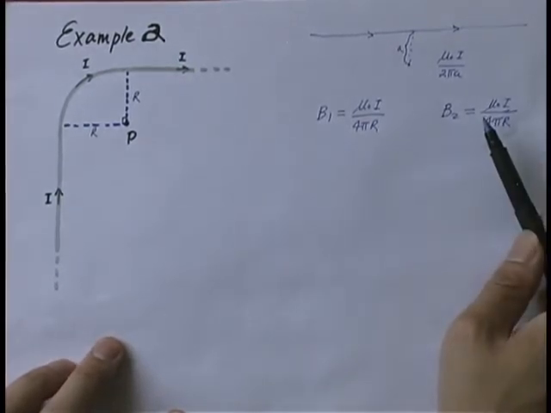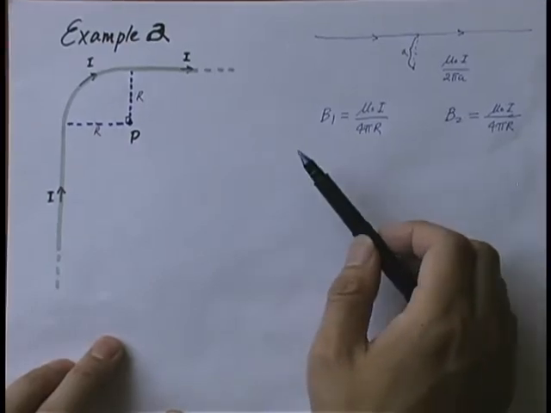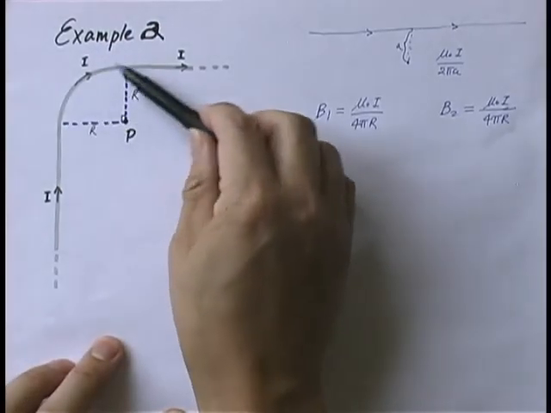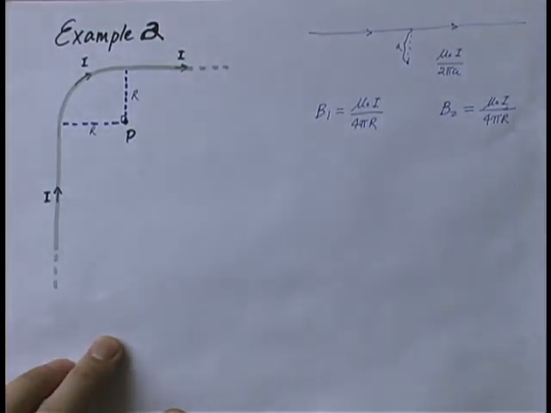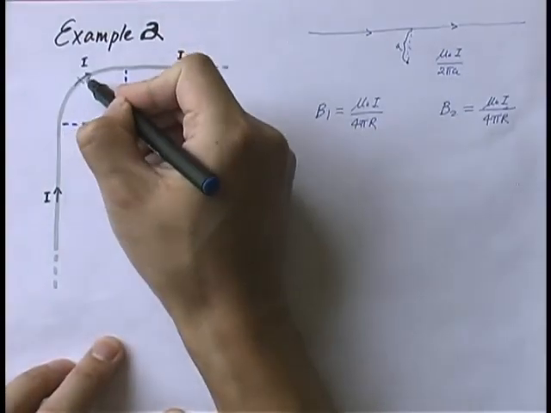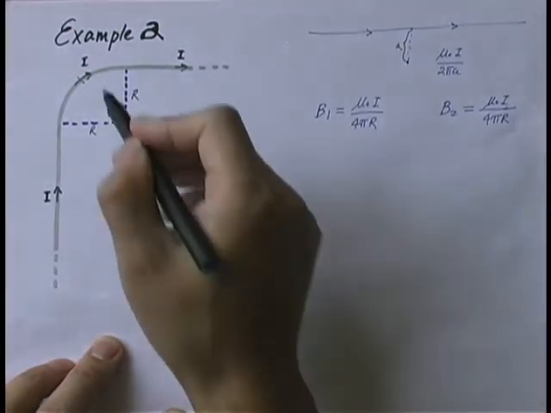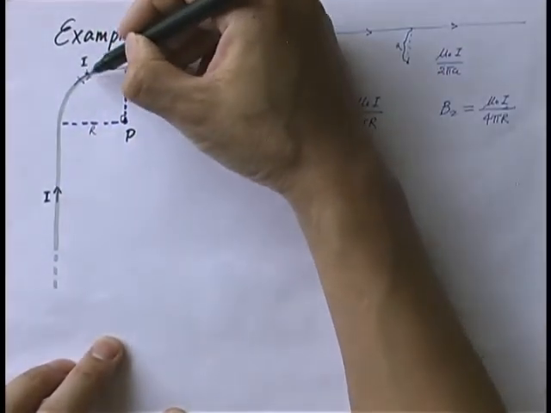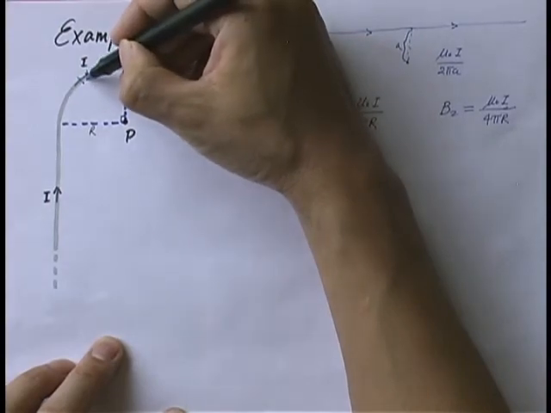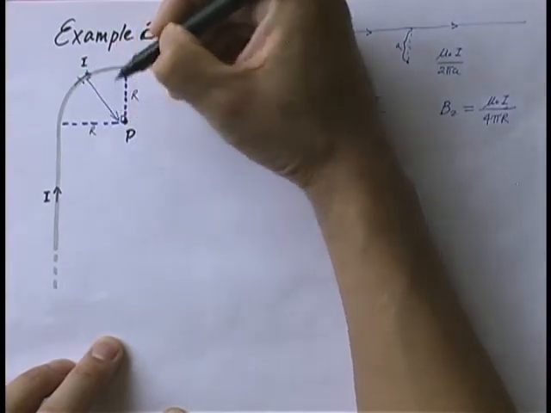Okay, so the only thing that's left is to figure out the contribution from the quarter circle loop. That's all you have to do. Okay, so let's do that. Again, we have to divide it into infinitesimally small pieces. Let's look at a piece from here to there. This will be ds, and r, the unit vector, will be along that direction.